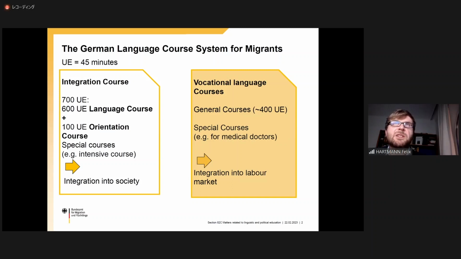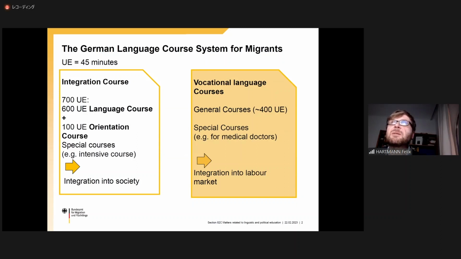I also want to mention there are many special types of courses. For example, we have intensive courses for people who learn fast. We also have courses for people who cannot read and write and have to learn this in the course as well. So that's the integration course.